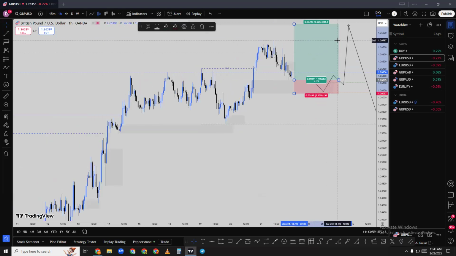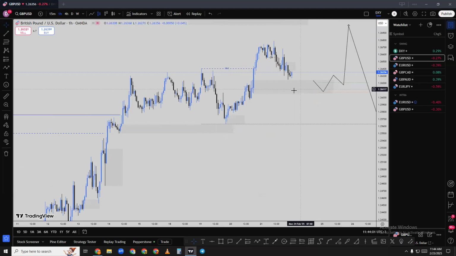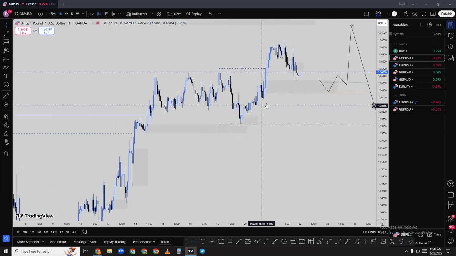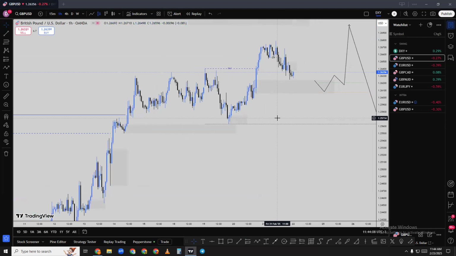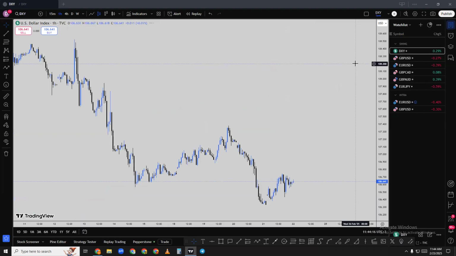Okay. So yeah, this is one of the zones that I'm looking at, and also this would be the extreme zone that I'm also looking at. All right. Yeah, and that is my idea in regards to GBPUSD. Let's move now to the DXY.